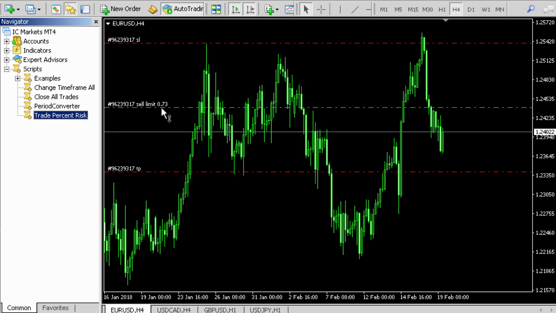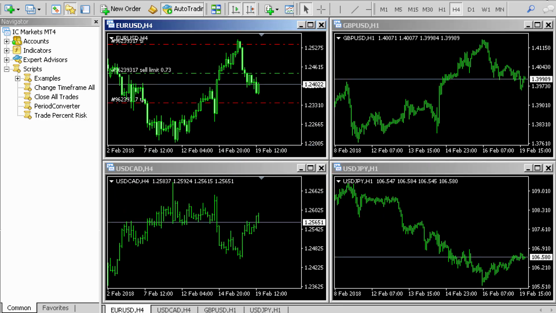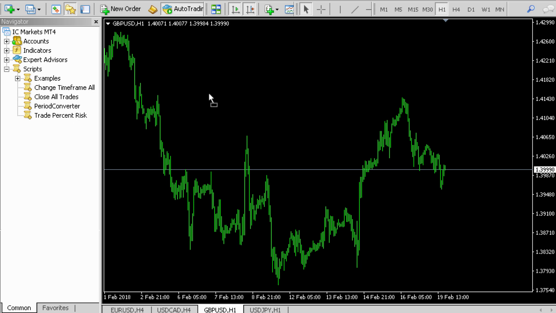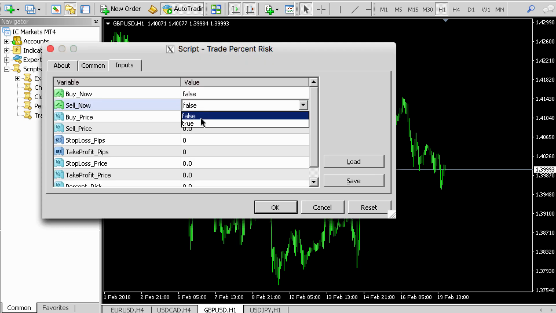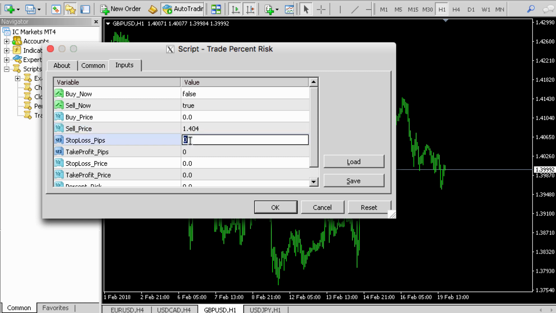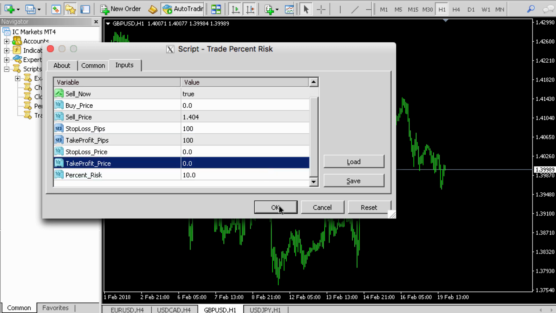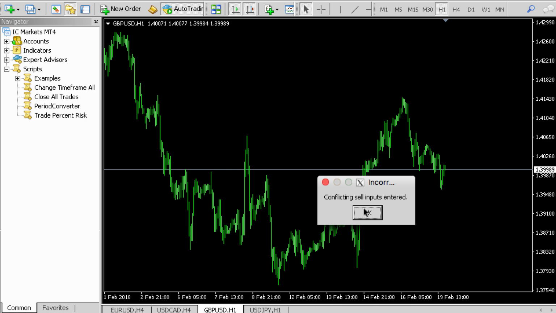The script has entered 0.73 lots for this currency pair. Now let's take a similar trade on the pound dollar pair. Let's place a sell trade at 1.4040. Stop loss also 100 pips, and we will also risk 10% on this trade.